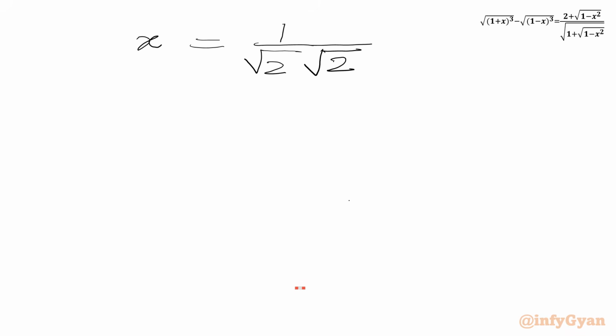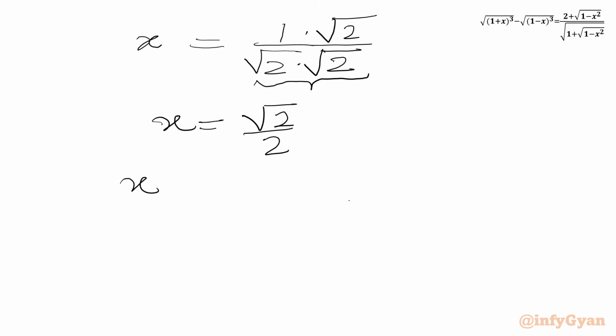If I write here, x will be equal to 1 over square root 2, or we can rationalize our denominator. So multiply numerator and denominator by square root of 2. Square root 2 times square root 2 will give us 2. So we can also write root 2 over 2. So we have x equal to 1 over root 2 or root 2 over 2.